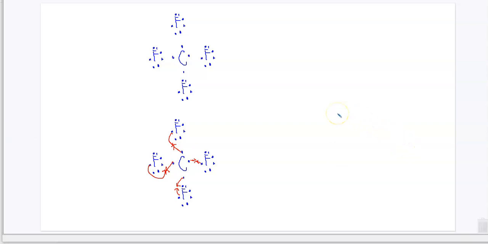And so in the end, you've got carbon surrounded by fluorines, but each fluorine shares a pair with carbon. So we do a dash to represent a pair of electrons. Remember, this is 2 electrons, not 1. And then fluorine has a lot of lone pairs. Because these lone pairs, they didn't do anything. They just kind of watched.